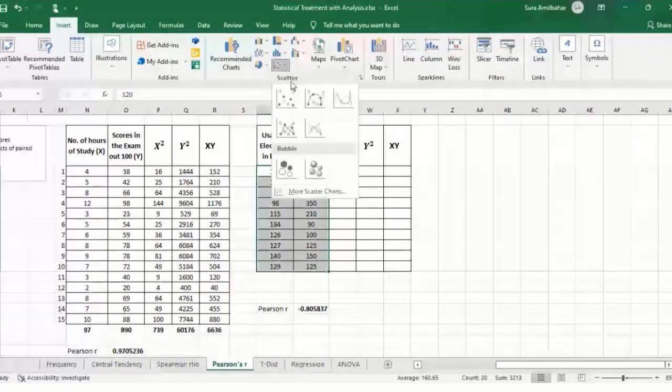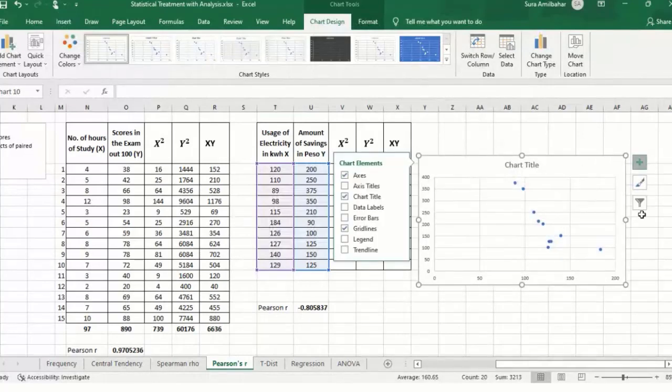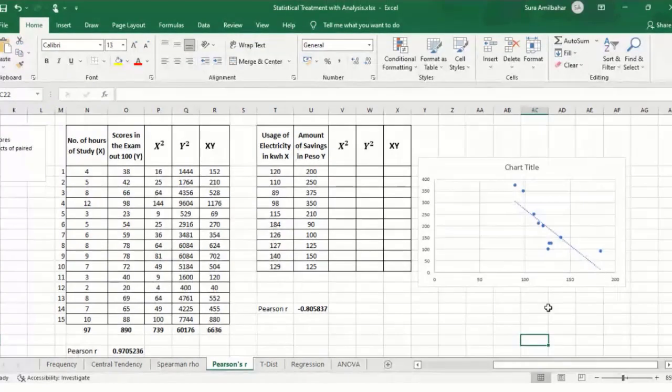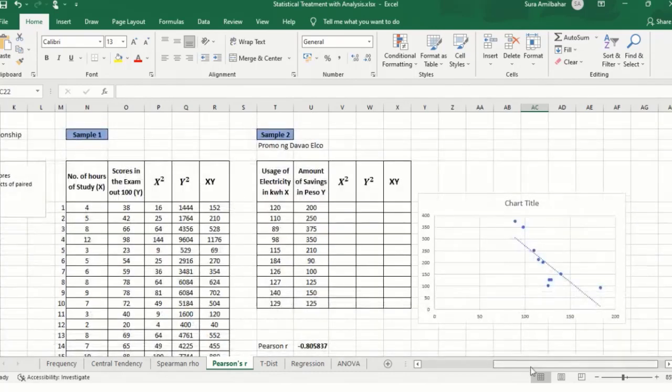Let's see if that's true. Wow, there you go. It's going downward. Let's see the trend line. There you go. That is what they call a decreasing linear function graph, right? So what this means, guys, is that as the usage of electricity in kilowatt-hours increases, the amount of savings in pesos decreases. Okay? That is how to interpret sample number 2.